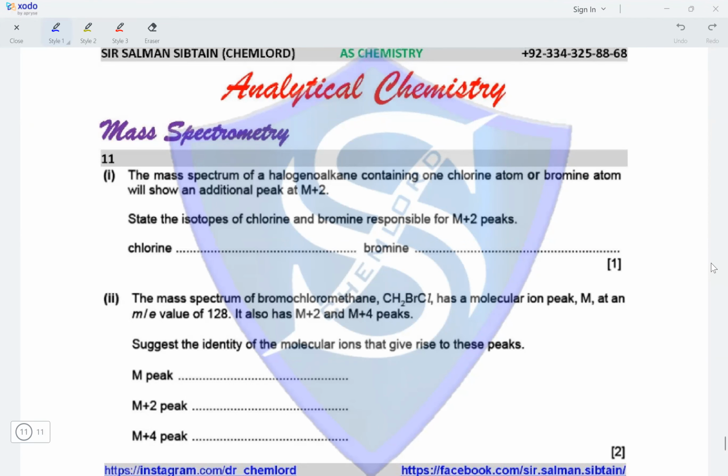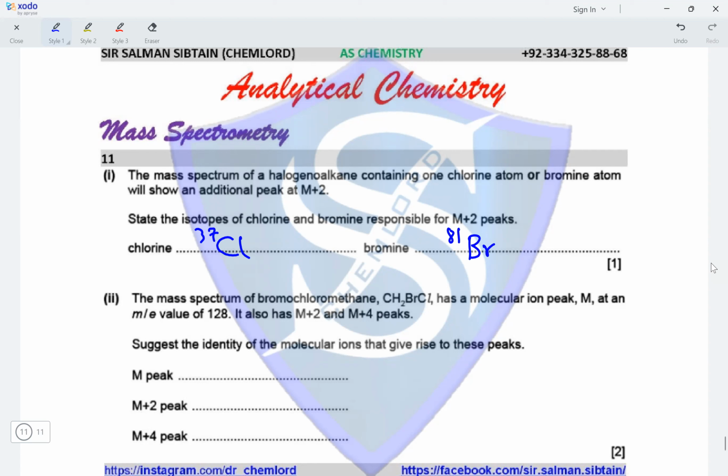Question 11. The mass spectrum of a halogenoalkane containing one chlorine atom or bromine atom will show an additional peak at M plus 2. State the isotopes of chlorine and bromine responsible for M plus 2. For chlorine, it would be the Cl37 isotope, and for bromine, it would be the Br81 isotope. The mass spectrum of bromochloromethane, CH2BrCl, which has one of each halogen, has a molecular ion peak M at an Mr value of 128. It also has M plus 2 and M plus 4 peaks. Suggest the identity of the molecular ions that give rise to these peaks.